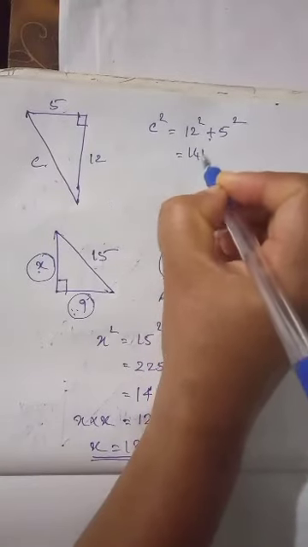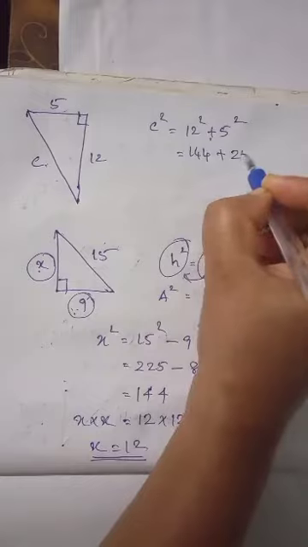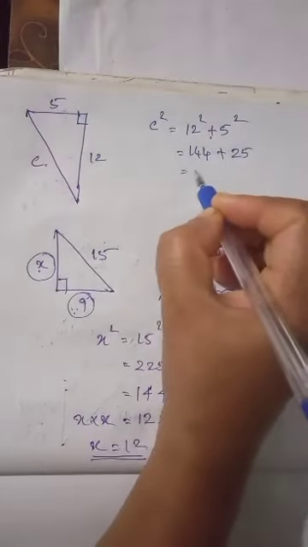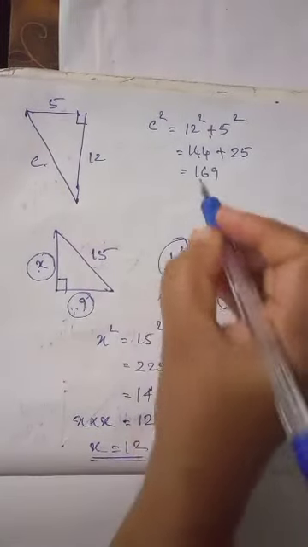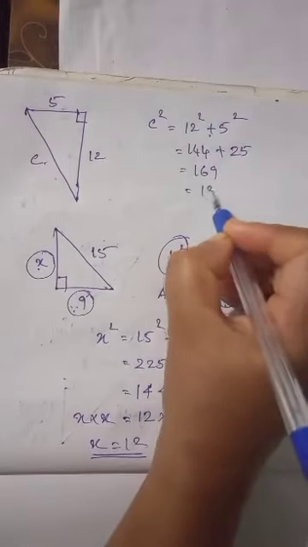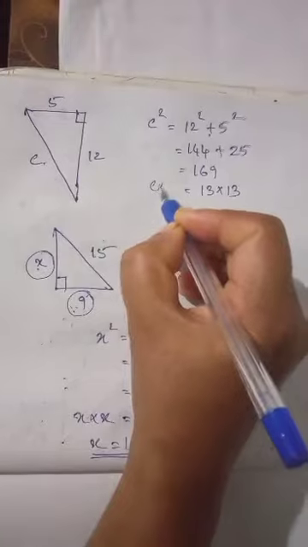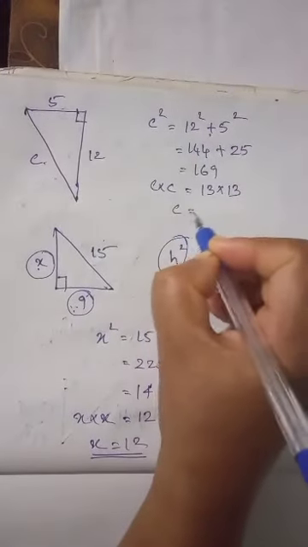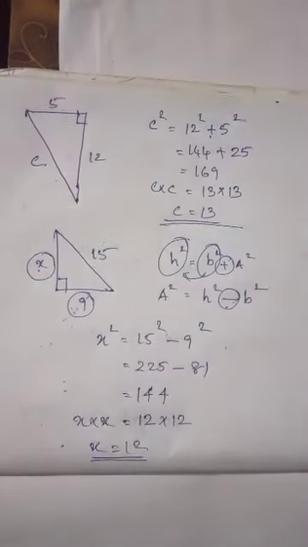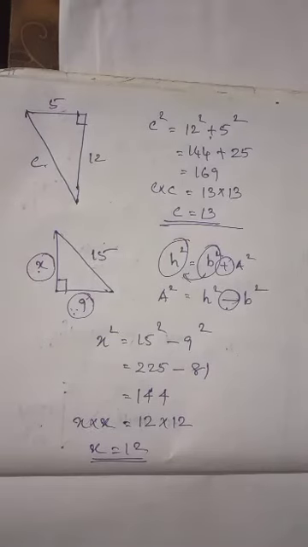12 square is 144. 5 square is 25. When we are adding this, 169 you will get. 169 is a square number. 13 into 13 is 169. So C into C is 13 into 13. C is equal to 13 centimeter. Like this way we can find out. Okay, all other questions you can do this way.